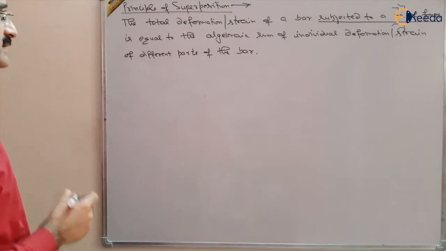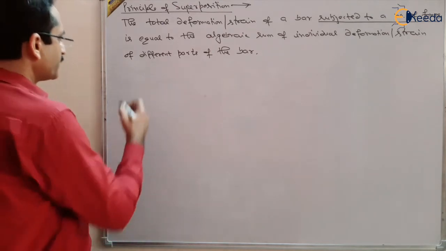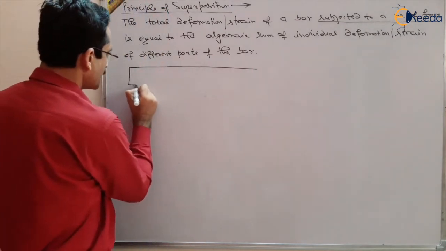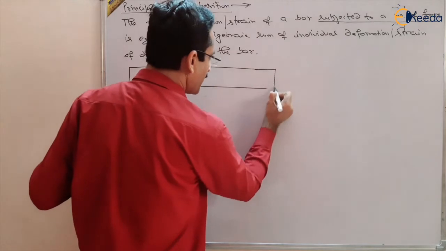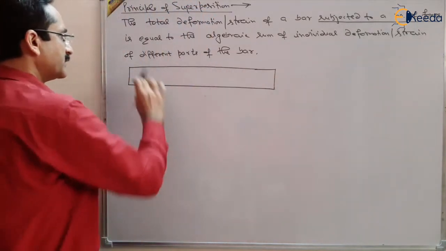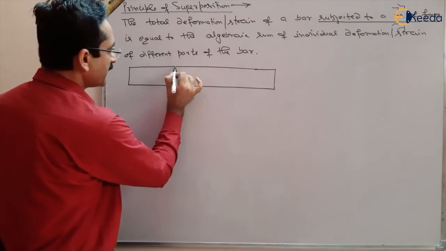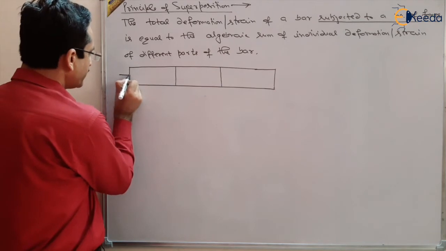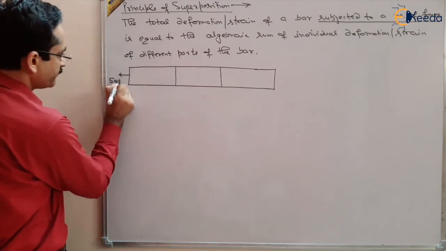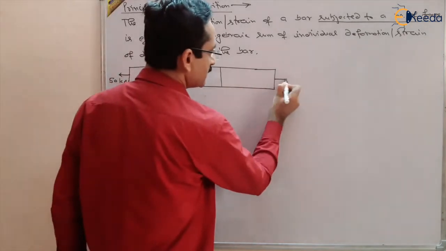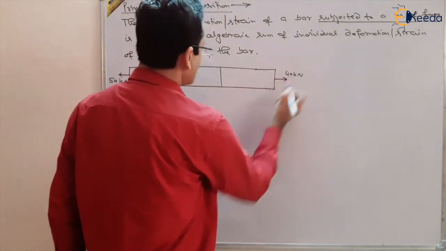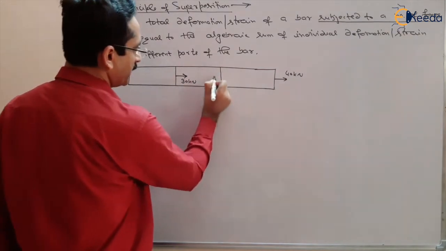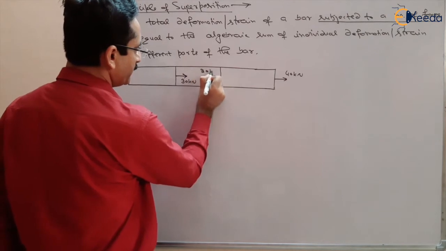Let us try to understand it through an example. Suppose we have a bar like this, and the bar has uniform cross-section area. The cross-section area is uniform, right? And it has, suppose, three parts like this. Here some force is acting, say 50 kN. Here some force is acting like 40 kN. And suppose here the force acting is 30 kN and here the force is 20 kN.